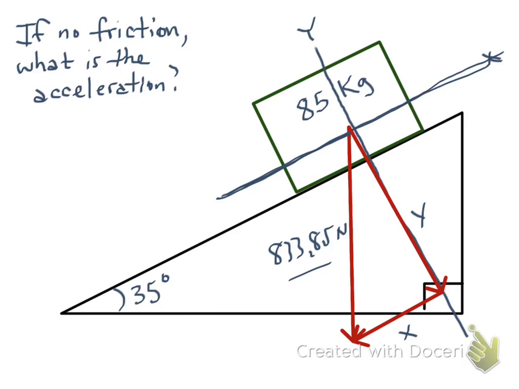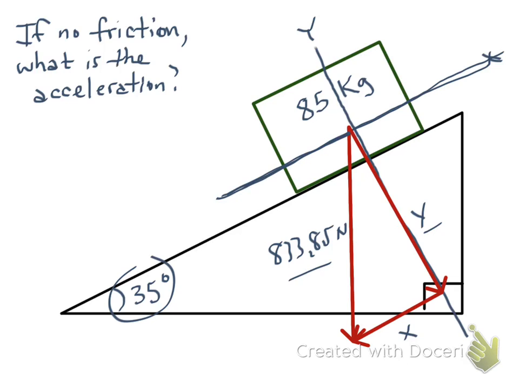What we need to know now is, of that 833.85, what is the x and the y component? So we have the hypotenuse of the triangle. We want to know the two sides. We have to know an angle. The only angle given in the problem was the 35 degrees down here.